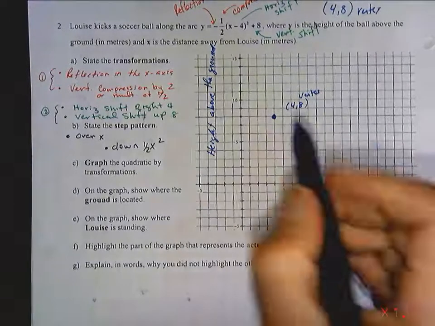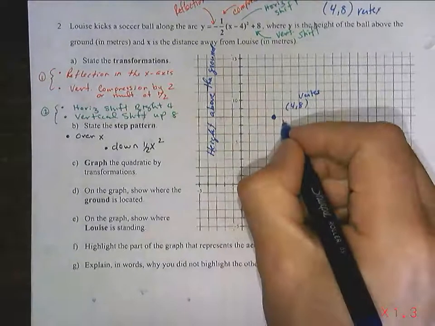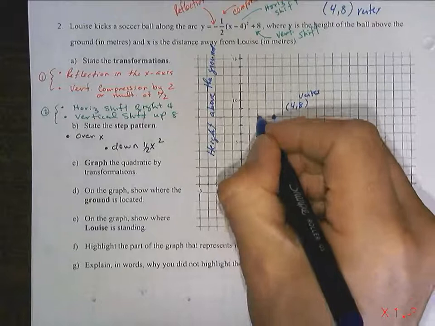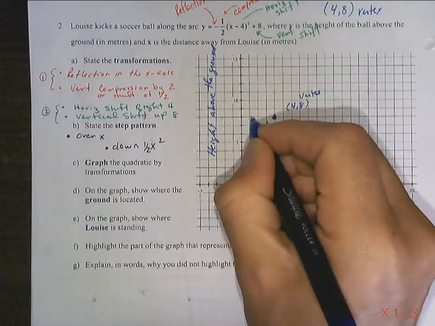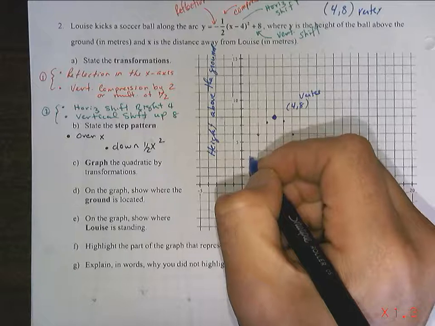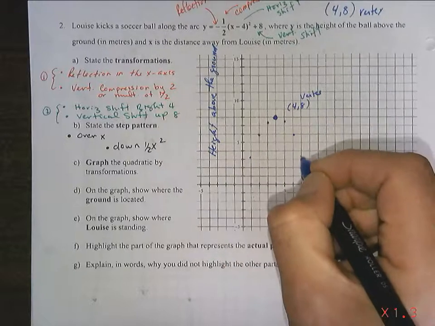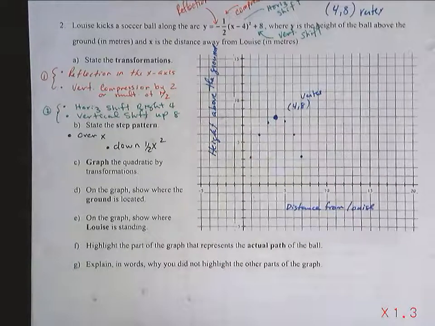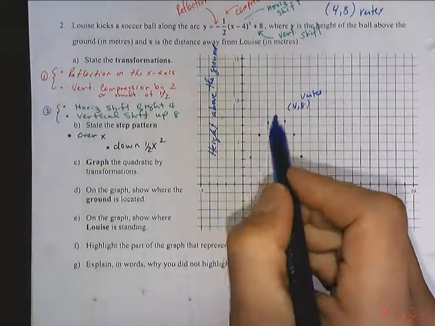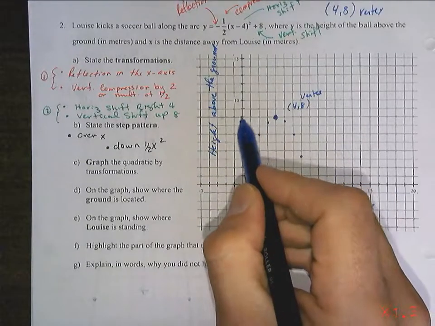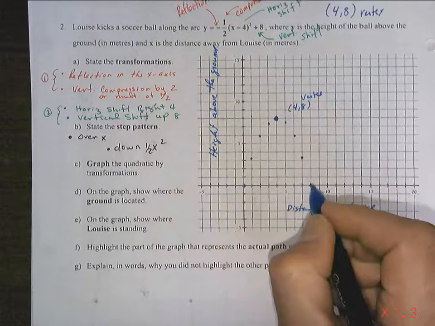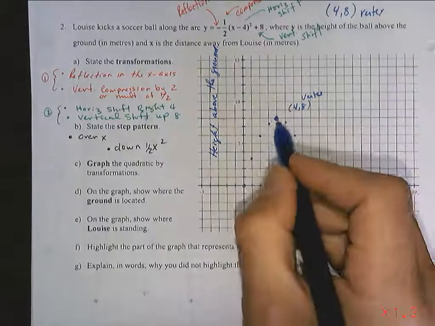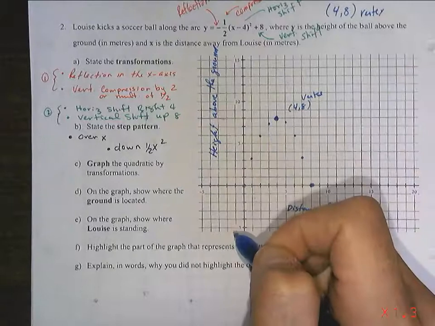Okay, so what's next? Let's do our step function. Over 1, down 1/2. Over 2, down 2. Over 3, down 4.5. If you don't remember how to do this, please review what we've done in the last few days. And over 1, 2, 3, 4 from the vertex, I should be going down 4 squared, which is 16. I should go down 8. Oh, looky, looky. They're my x-intercepts.